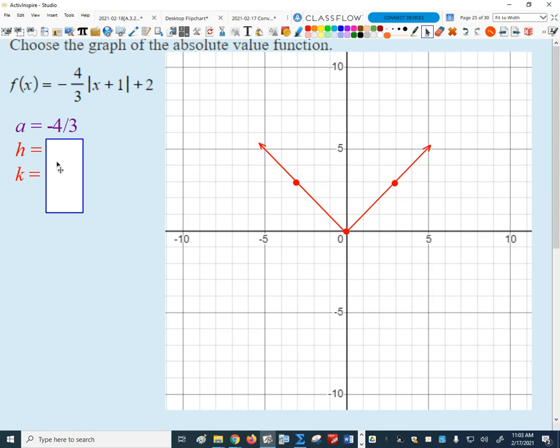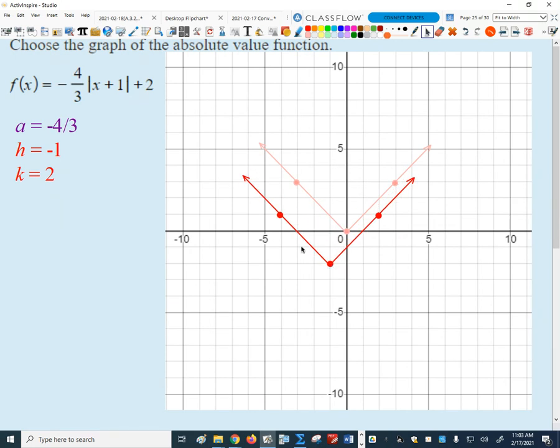Everybody type in the value for H for me. Think about it. Be careful. What's the value for H? Oh, look at that. You're all correct. Excellent. -1. Very good. H is -1, and everybody knows K is 2, right? That's just the number that's being added outside. So then I'm just going to horizontally translate left by 1, vertically down by 2.